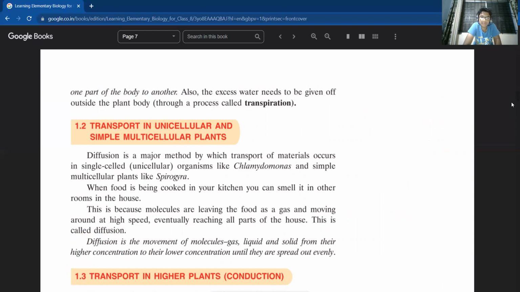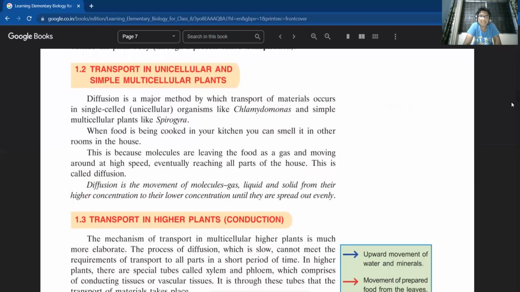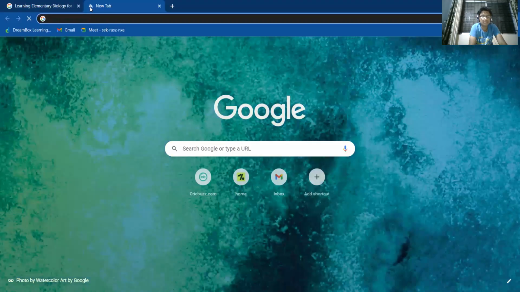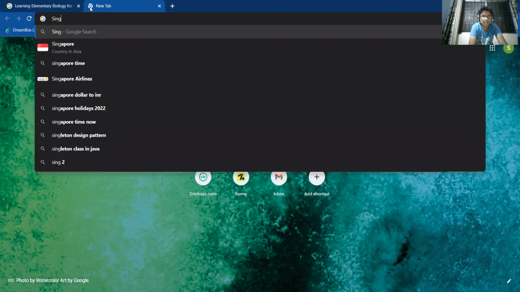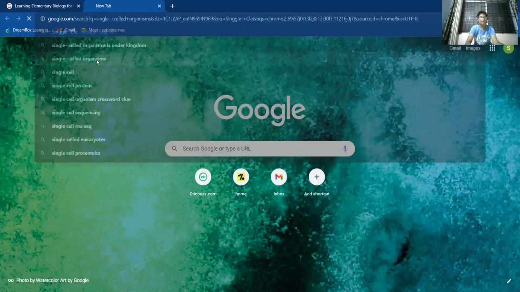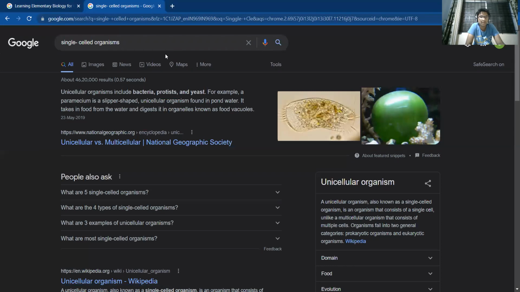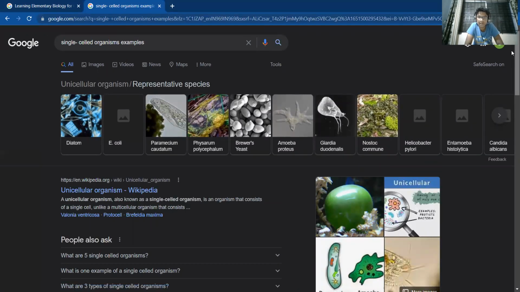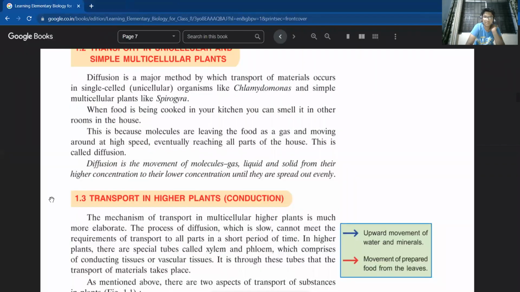Transport in unicellular and simple multicellular plants. Diffusion is a major method by which transport of materials takes place across single-celled organisms like Chlamydomonas and Spirogyra. Both are single-celled organisms. A few more single-celled organisms are bacteria, yeast, amoeba, Nostoc commune. There are many more single-celled organisms, and there are also multi-celled organisms, but we could learn that later in the book.